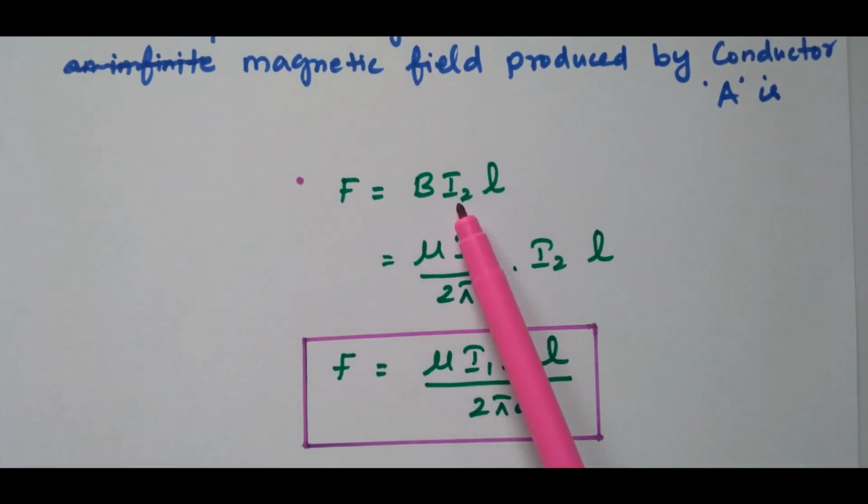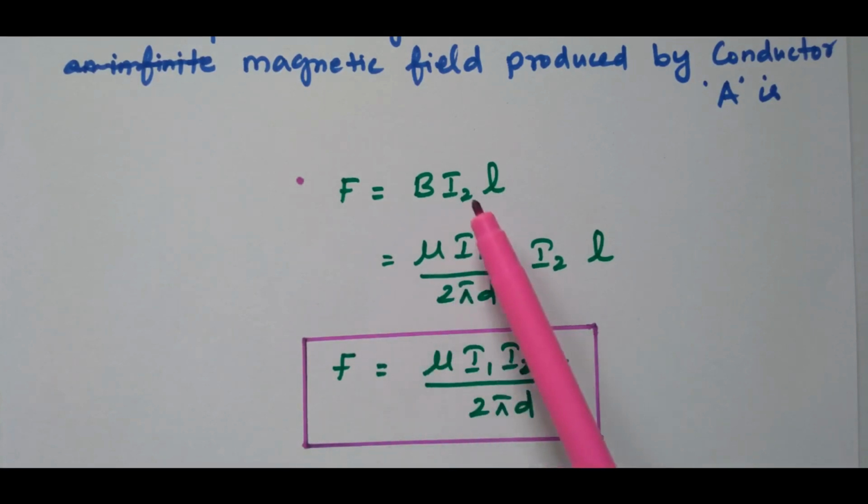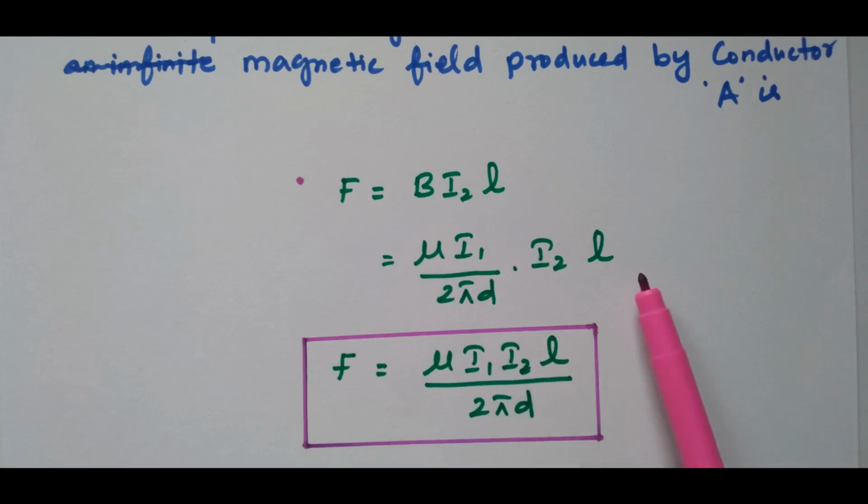B into I2 into L. This B we already calculated. The magnetic flux density due to conductor A, that is mu I1 divided by 2 pi d, into I2 into L. Right? So this B is replaced as mu I1 divided by 2 pi d. So what is the final expression? Force between the current carrying conductors is mu I1 I2 L divided by 2 pi d.